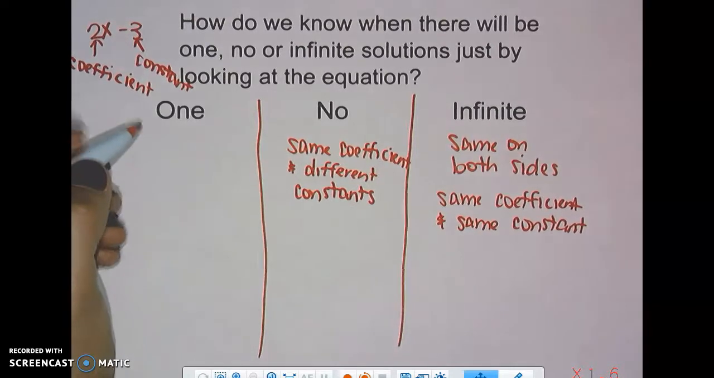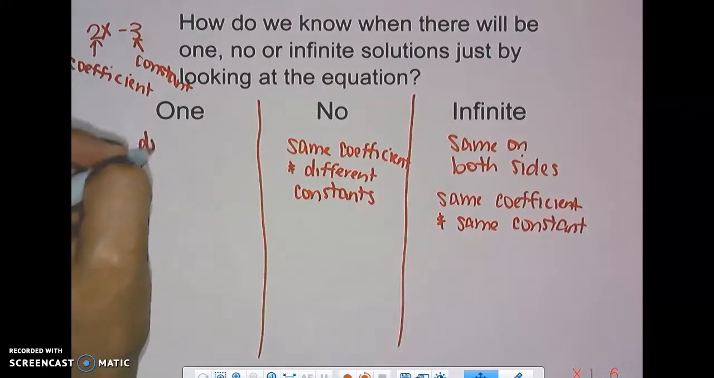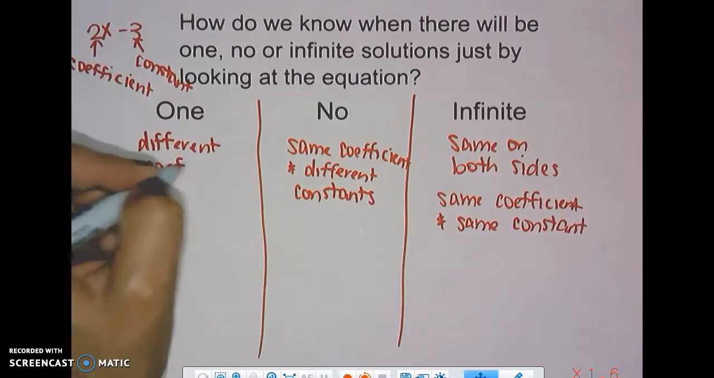Okay, for one solution, how does that happen? Well, in all of our stuff that we've seen so far, as long as the x's don't cross off with each other, they don't eliminate with each other, we're going to have one solution. So that means that we just need different coefficients.